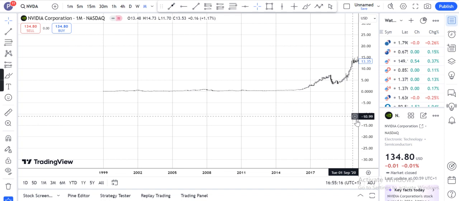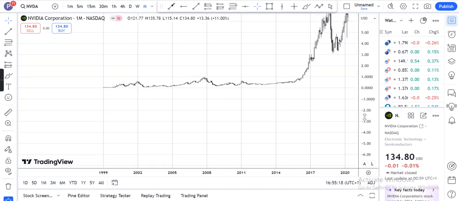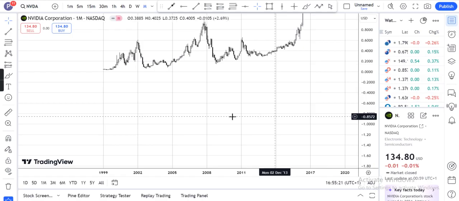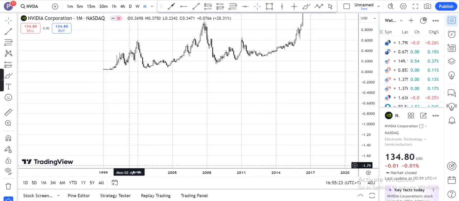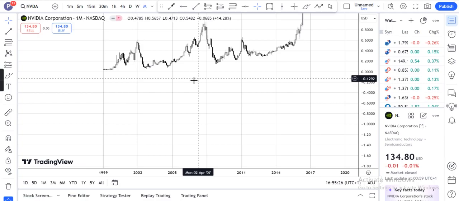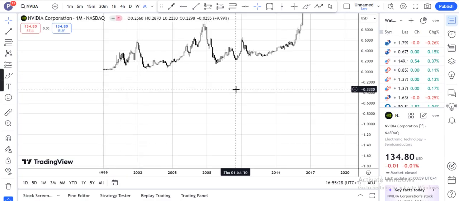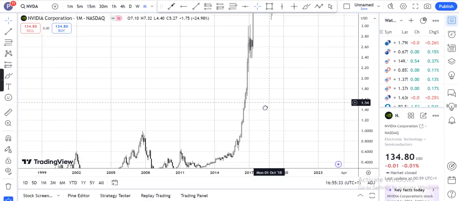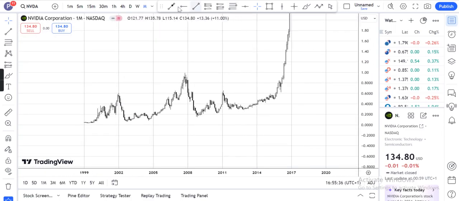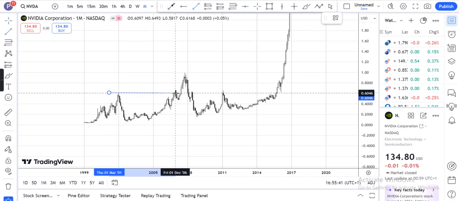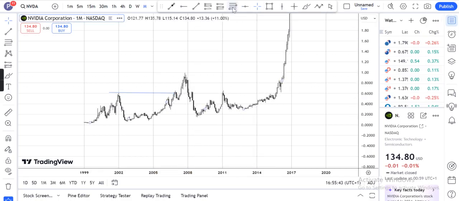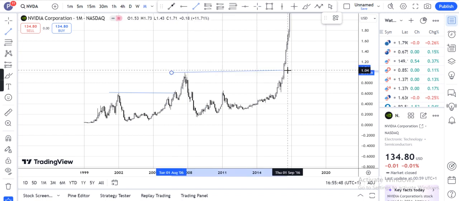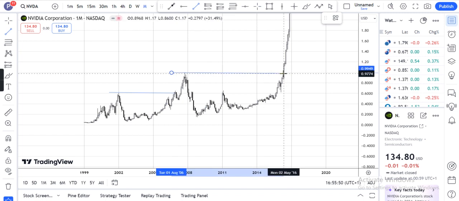functioning earlier on, since 1999 thereabouts, and then they've been creating highs. So if we check from where they started, we can see it gave us a break of structure at this point, and also another break of structure at this particular point.